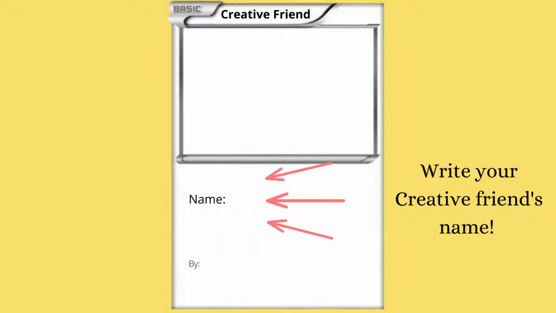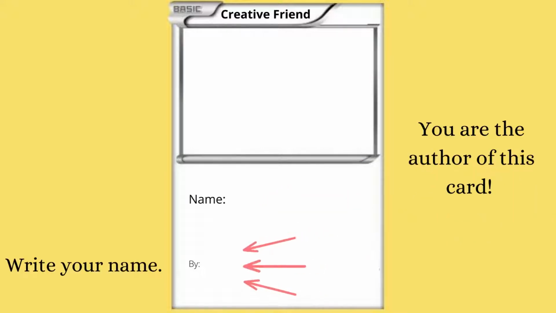Will you write your friend's name right here? Then will you write your own name below? You are the author of this creative friend card.